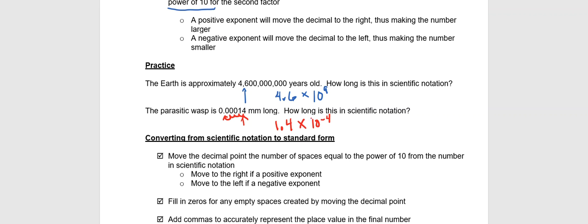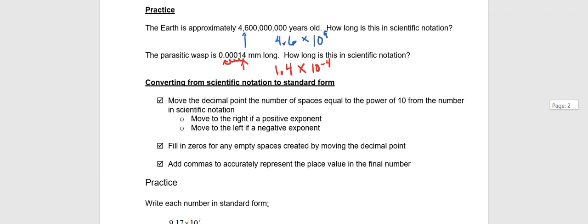So that's how we will write numbers in scientific notation. Big numbers, a value of at least 1 but less than 10, times 10 to a positive power. Small numbers, a value of at least 1 but less than 10, times 10 to a negative power.